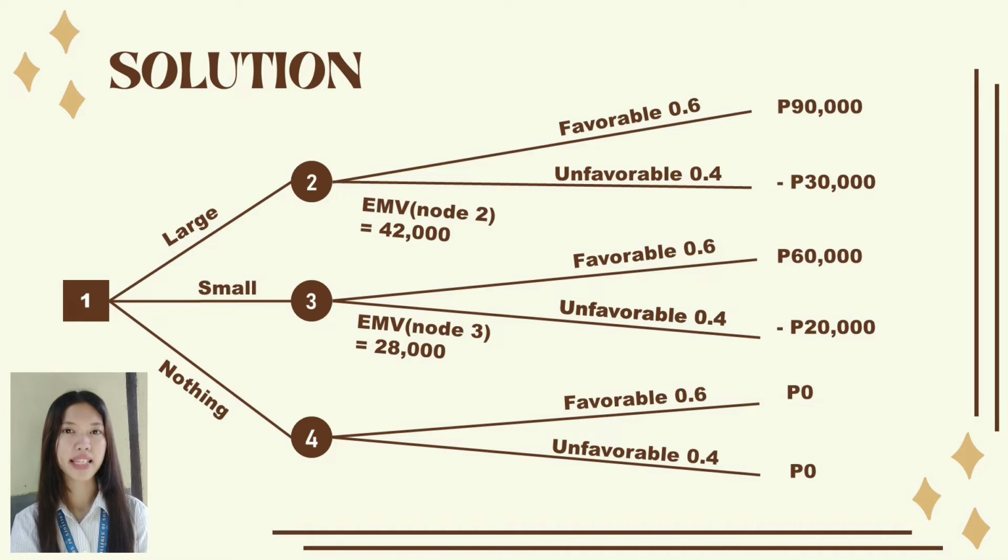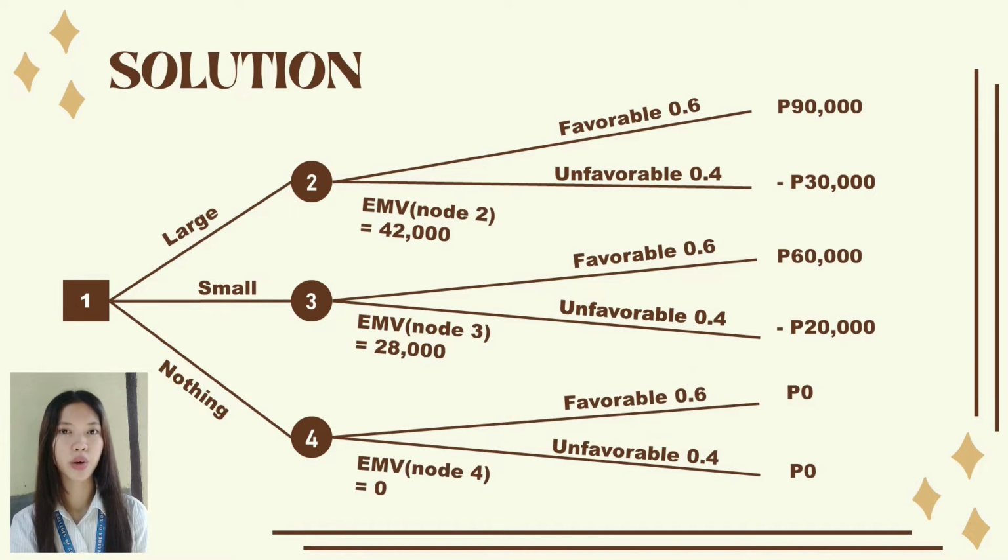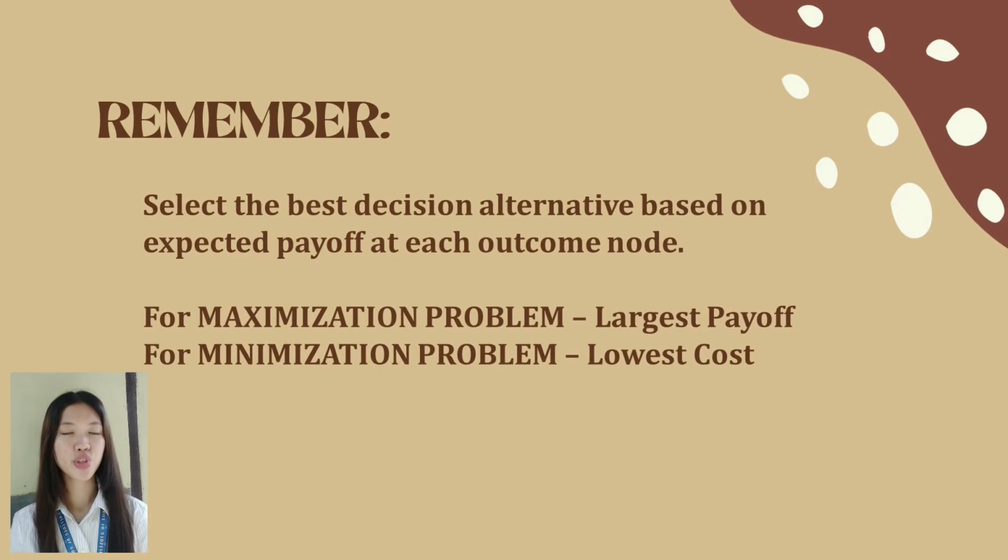Then for the next alternative, let's just do what we did earlier. We come up with 28,000 pesos by multiplying 60,000 by 0.6, then multiplying the negative 20,000 by 0.4, and then adding the products. So that's how we get 28,000. Lastly, it is zero. As I said earlier, Zephany will get zero expected payoff if she decides not to continue her business idea. Before choosing the best possible decision, we need to identify the problem first in order to select the best decision alternative based on expected payoff at each outcome node. If it is a maximization problem, choose the largest payoff, and for a minimization problem, choose the lowest cost.